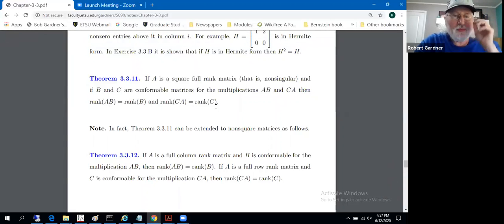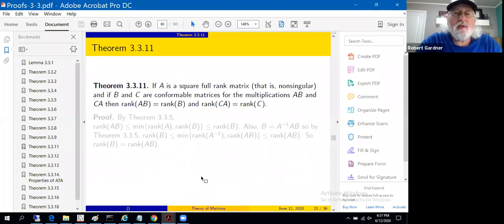So you might interpret it as if we take a matrix B, multiply it on the left by a full rank matrix, that doesn't change the rank. If we take a matrix C and multiply it on the right by a full rank matrix, that doesn't change the rank. So that's one interpretation of what it says. Let's go through a proof.